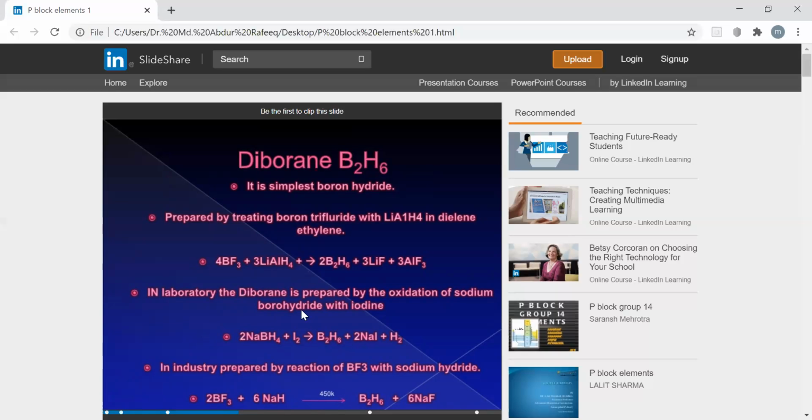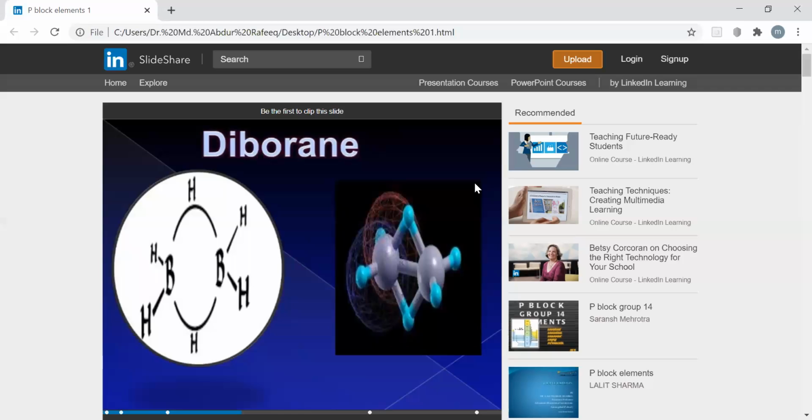And in the laboratory we also prepare it from sodium borohydride. When it reacts with iodine, we get diborane and sodium iodide. In industry, it is prepared with sodium hydride. When boron trifluoride is treated with sodium hydride, we get diborane. These are different preparations of diborane. This is the shape of this molecule. We have two borons. Now we'll see the structure in detail. The structure is very important.